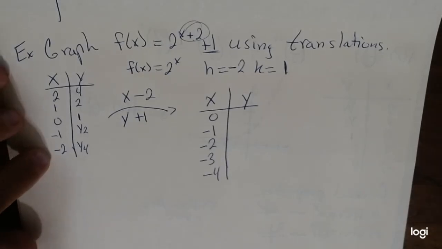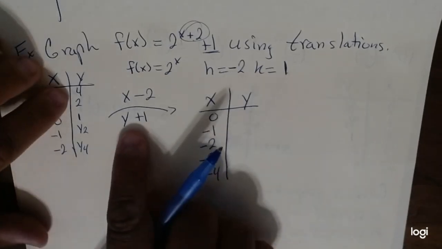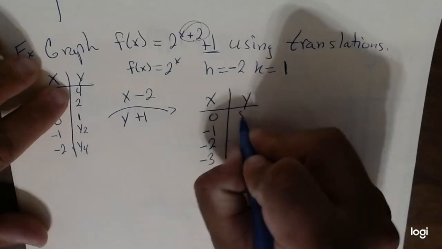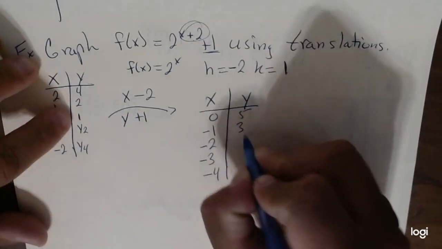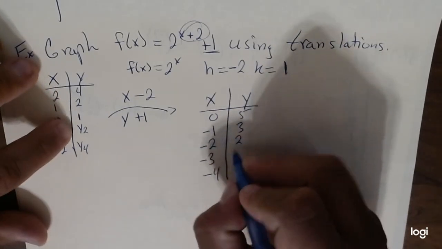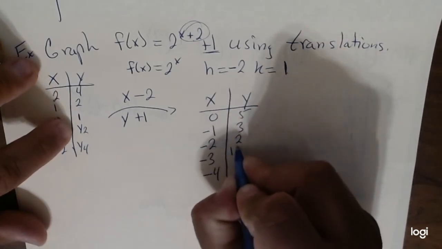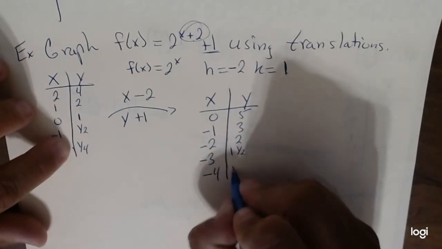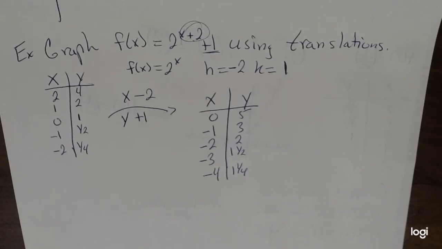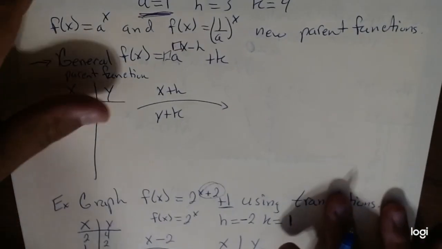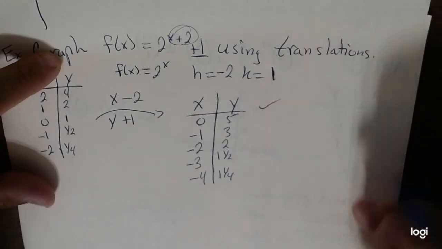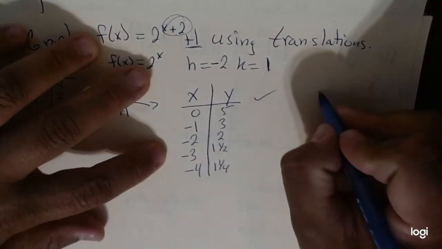Now we do the same thing for the y's, except this time for every y, I'm going to be adding 1. So 4 plus 1 is 5, 2 plus 1 is 3, 1 plus 1 is 2, 1/2 plus 1 is 1 and 1/2, and 1/4 plus 1 is 1 and 1/4. You could also give it as a decimal, whichever you prefer. Now this is actually what we want to graph. That's the main focus.